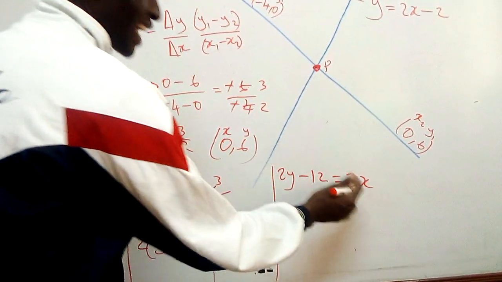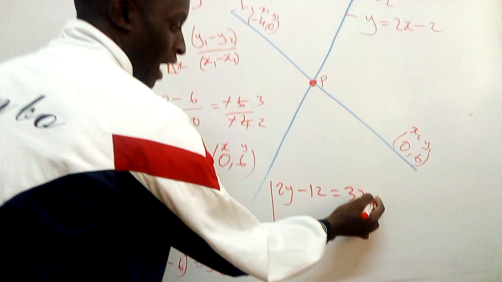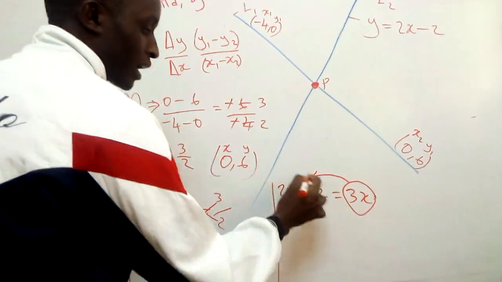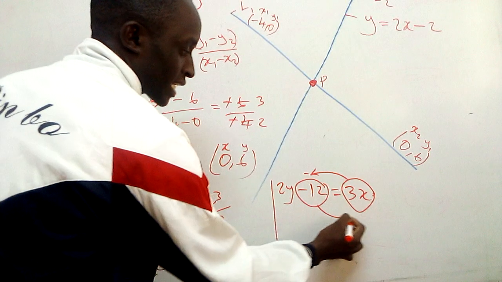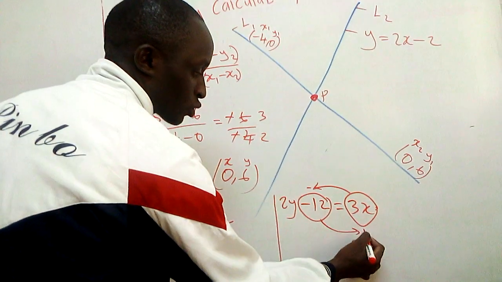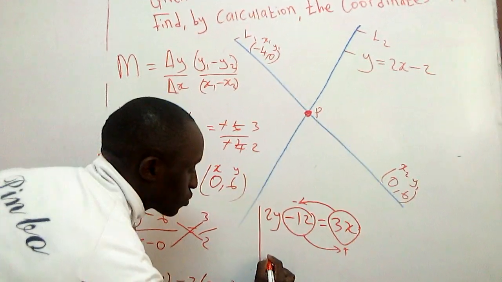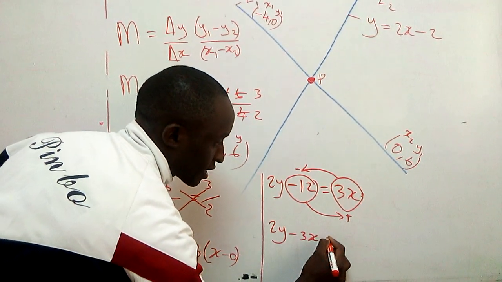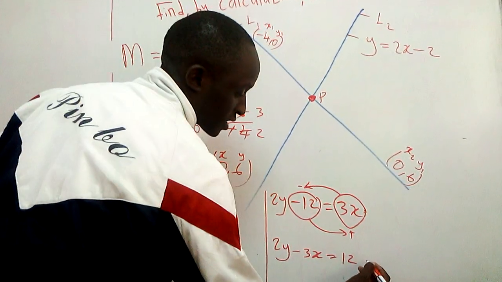Therefore, I can organize this equation whereby I take 3x to the other side of the equal sign, and it becomes minus. I also take minus 12 to the other side of the equal sign, and it becomes plus. I hope we are together, learners. Whereby I get 2y minus 3x is equal to 12. This is my first equation.